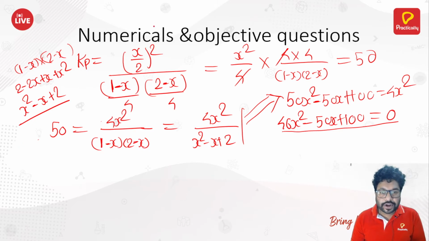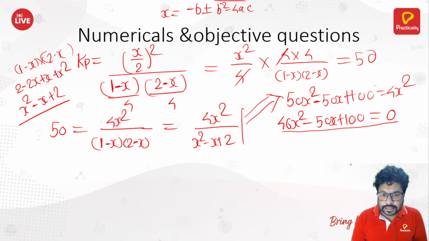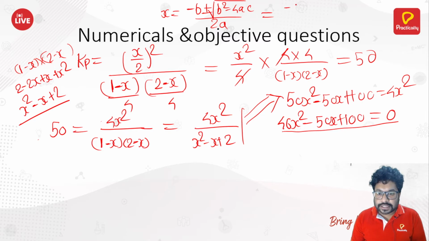What is the formula for it? X is equal to minus b plus minus the square root of b square minus 4ac, divided by 2a, isn't it? So minus b, that means what? Minus 40, sorry, minus 50, right? It is because this is ax square minus bx plus c. So your b is 50.